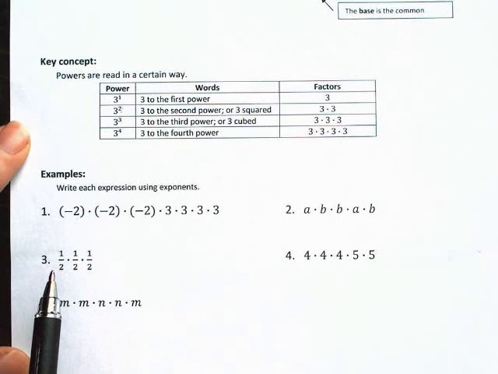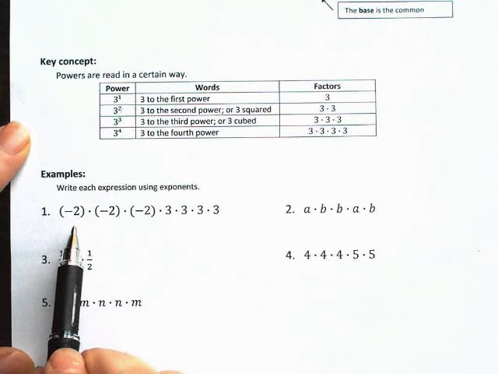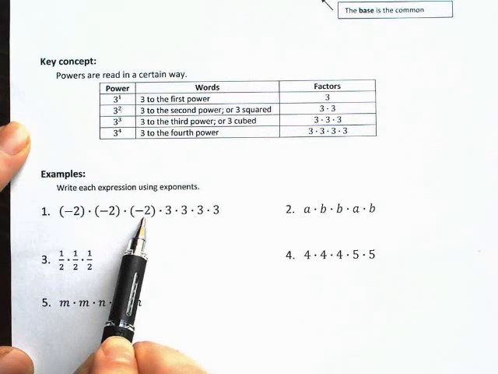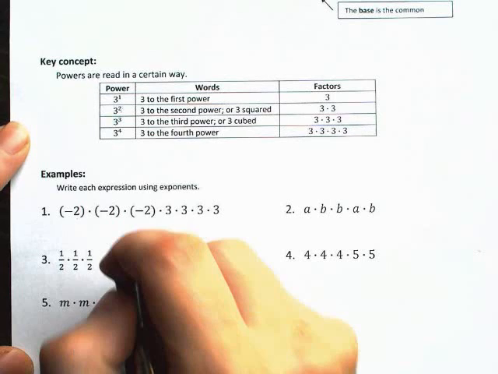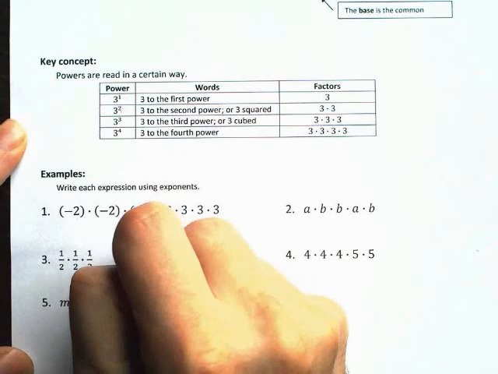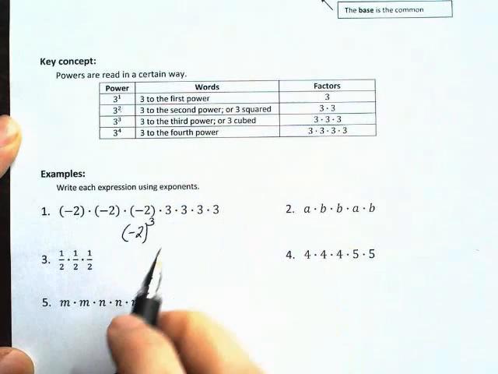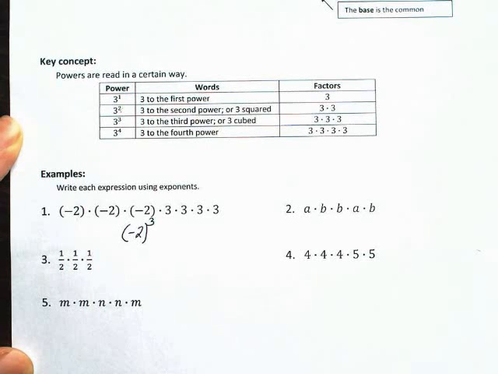Okay? First thing I'm going to do is look for bases, or that is numbers that appear more than once. I notice that -2, -2, -2. I can see 3 -2's being multiplied together. So in my answer, I'm going to write -2, that's called a base, and then indicate using an exponent that there were 3 of those multiplied together.